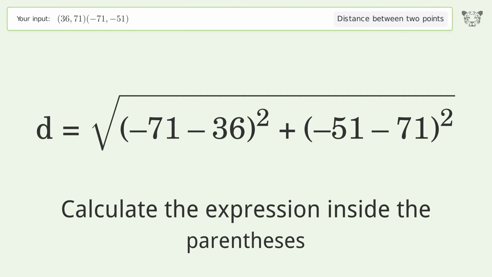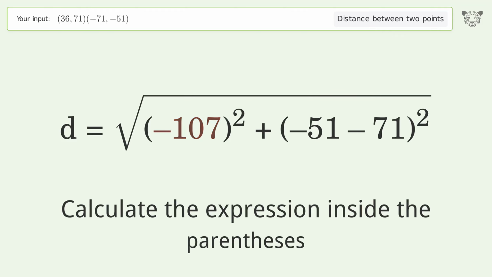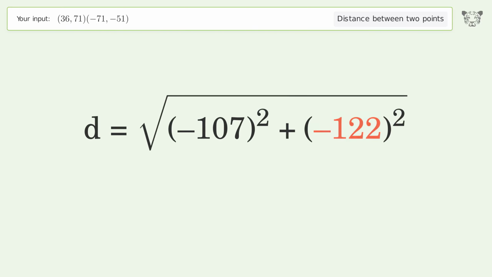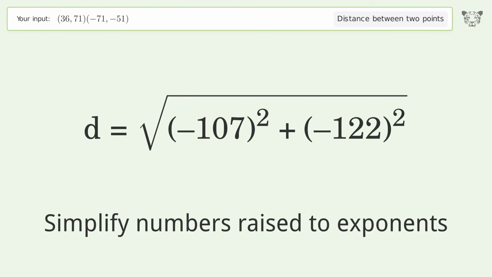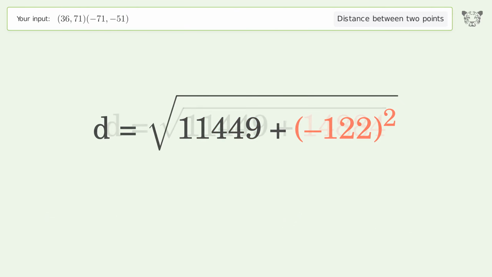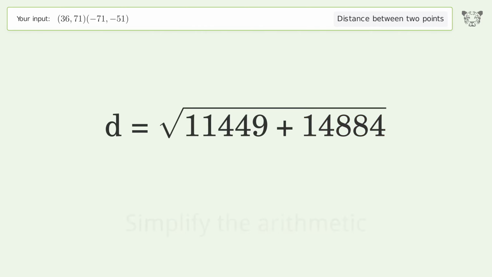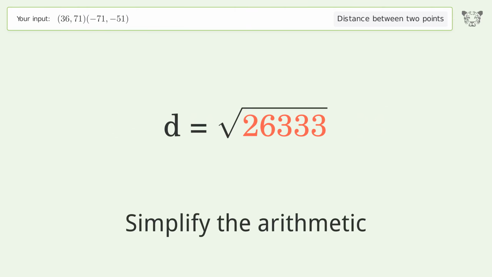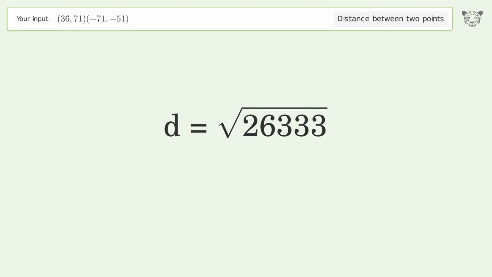Calculate the expression inside the parentheses. Simplify numbers raised to exponents. Simplify the arithmetic. And so the distance between the 2 points is the square root of 26,333, or 162.274.